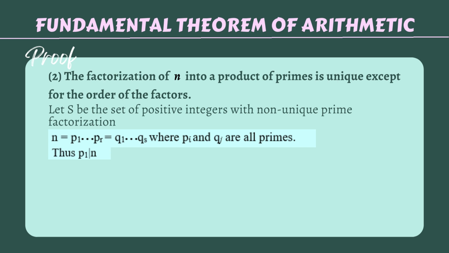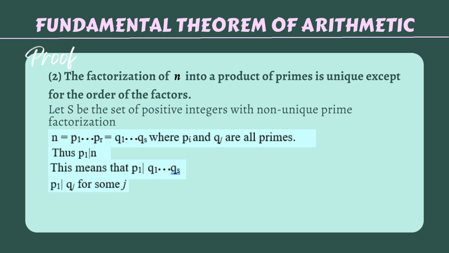So we know that p sub 1 has to divide n. This also means that p sub 1 has to divide q sub 1 all the way up to q sub s, since it is equal to n. p sub 1 has to divide q sub j for some j. This statement is based on a generalization of Euclid's lemma, meaning you should be able to divide q sub j by p sub 1.